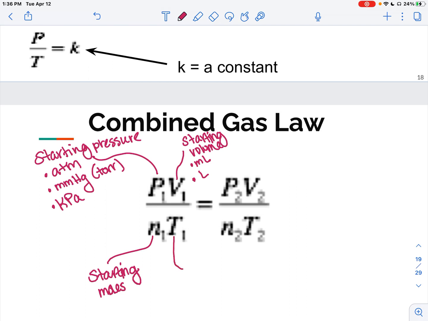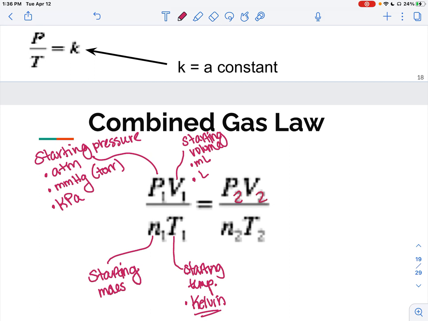And T1 is starting temperature. And that must be in Kelvin. If you do not have your temperatures in Kelvin, these gas laws do not work. Neither combined or the ideal, which we'll learn about in the next video. So on the other side, we have the same exact variables, but with a 2.